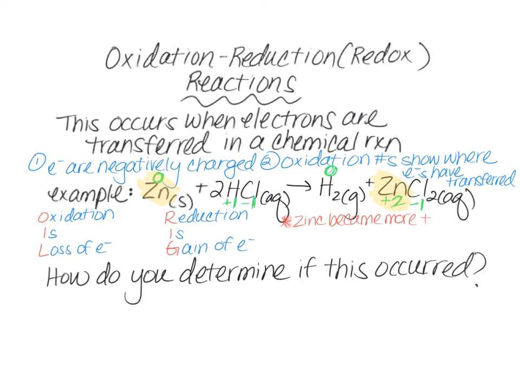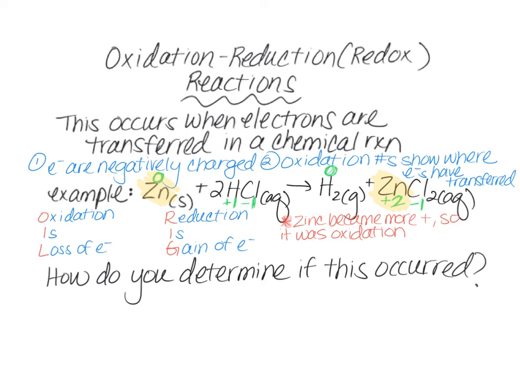So let's look at our two acronyms. Oxidation is loss of electrons. That means zinc was oxidized. In an oxidation reduction reaction, there is always a species that is oxidized and a species that is reduced. So let's identify which one was reduced.